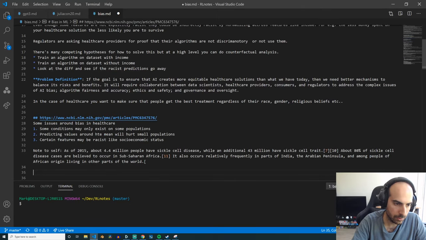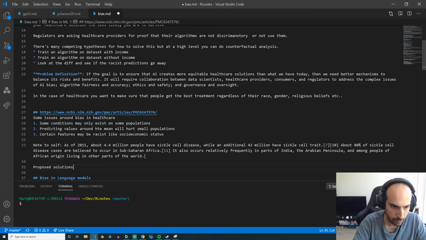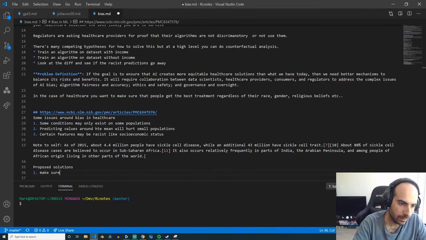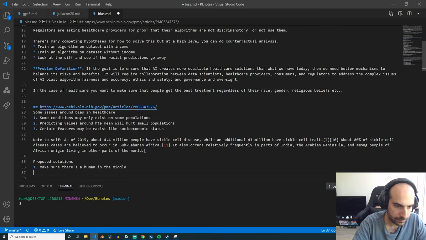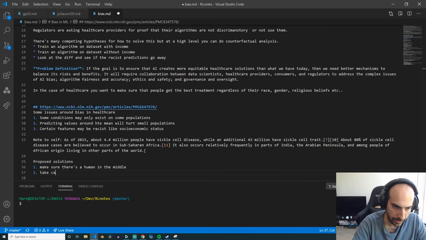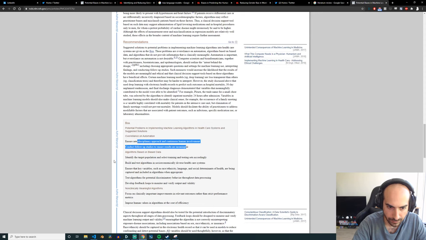Let's look at the proposed solutions. Identify... okay, so basically make sure there's a human in the middle. Ensure that key variables... take care in curating data sets and features throughout data processing.